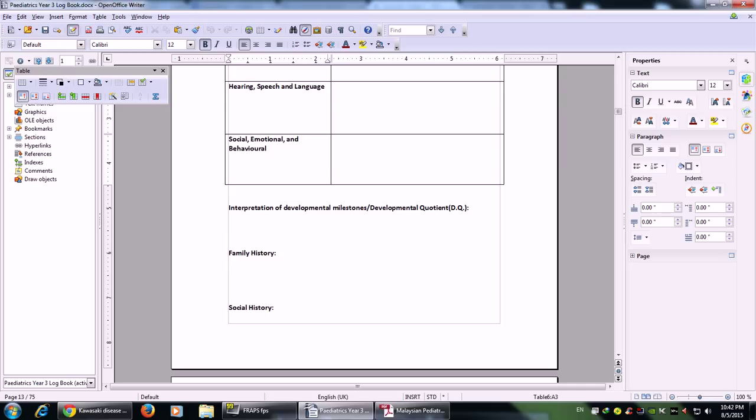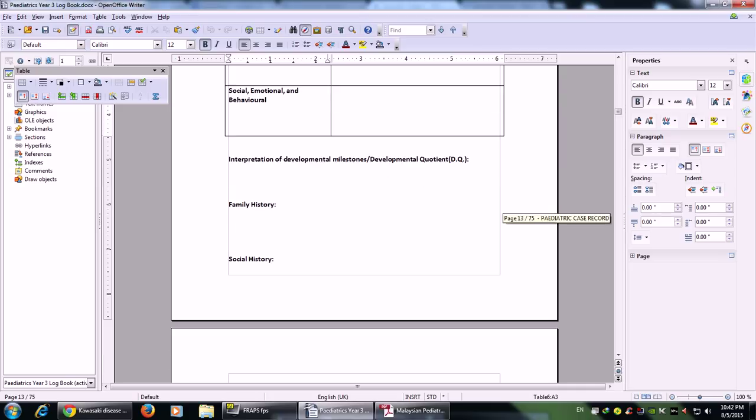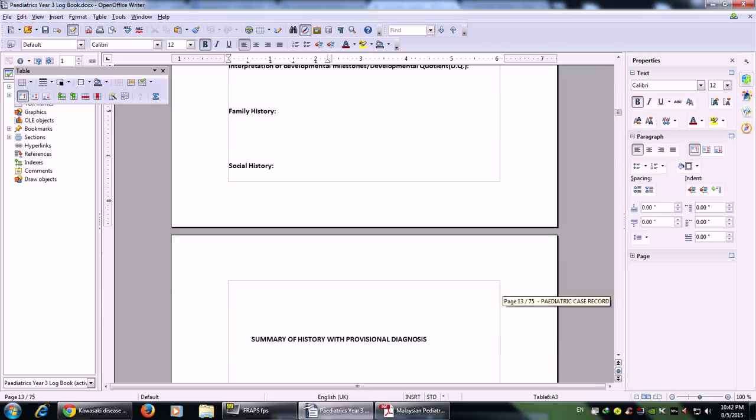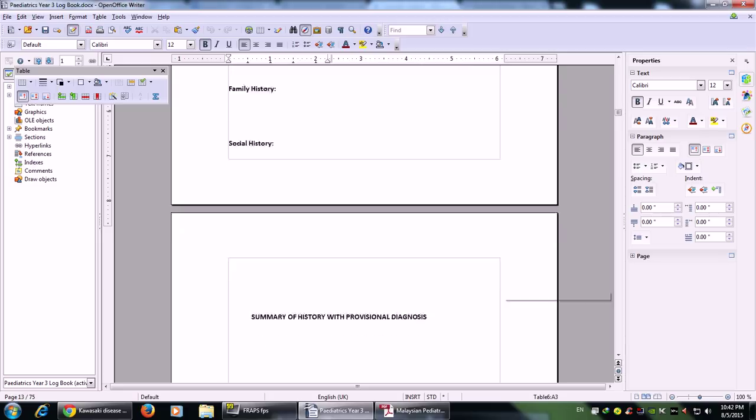Next is the social history. Any smoking history, okay, the transport, the financial situation, the house where you live, double story, single story, whether the environment is crowded, whether any family members or neighbors have any similar conditions.